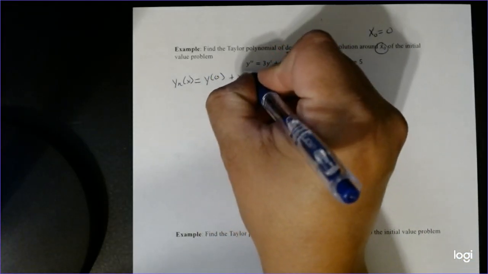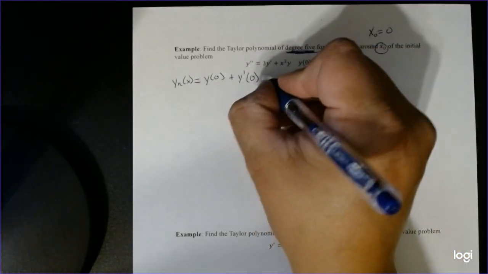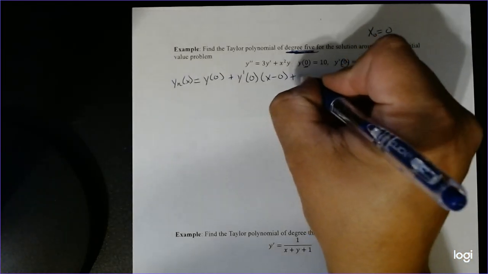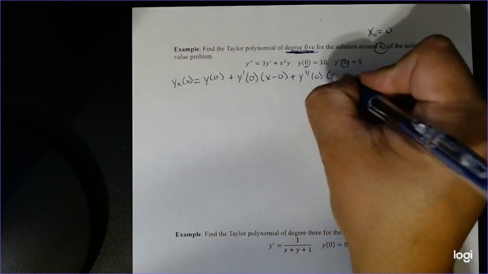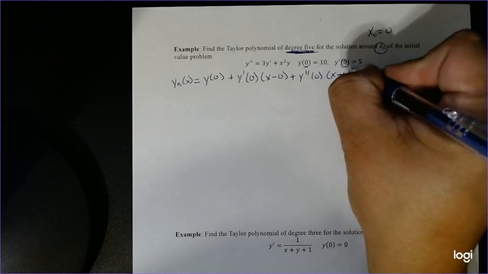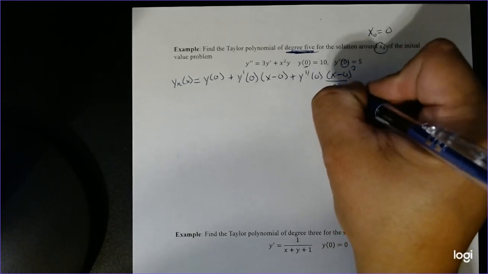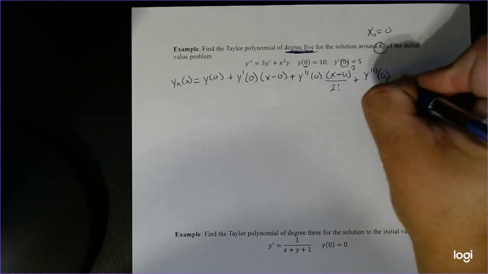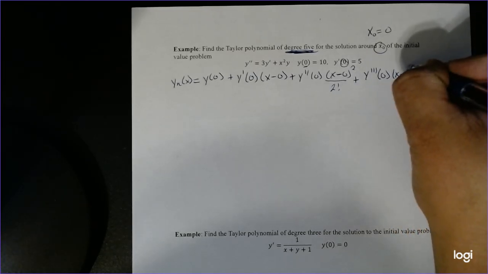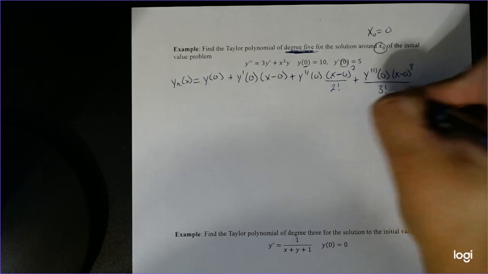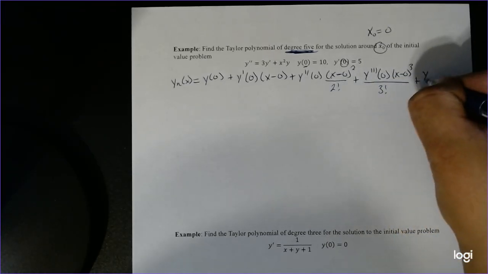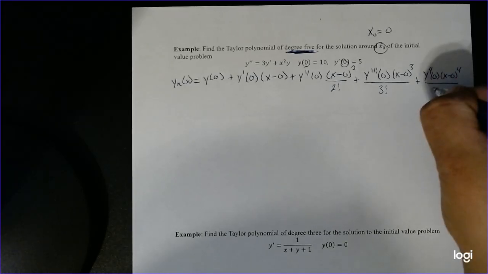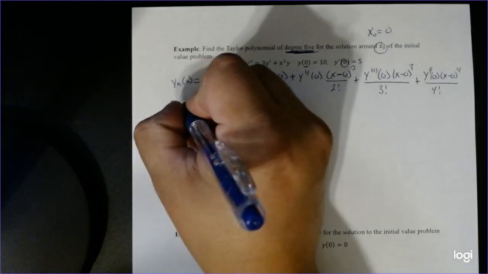plus the derivative at that value times x minus 0 in this case, the first power, plus the second derivative at 0 times x minus 0 to the second power over 2 factorial. And we just keep going in that same pattern. So 1, 2, 3, and 2 more, and then the last one.